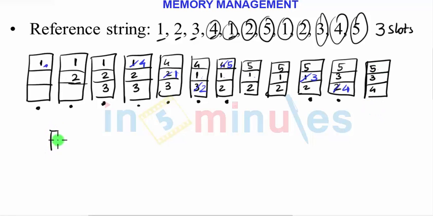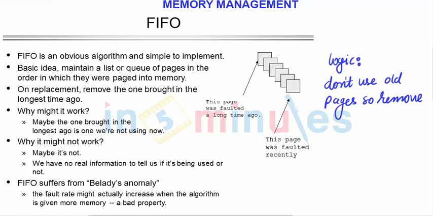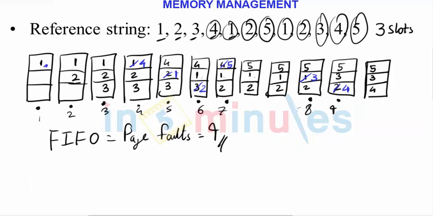So in FIFO we have page faults. Total page faults would be 1, 2, 3, 4, 5, 6, 7, 8, 9. You will definitely compare this with other techniques, but the fairly simple concept is clear. FIFO, whoever came first would be removed first. So we are talking about the same stuff. We have 9 page faults. Let's go to the next.